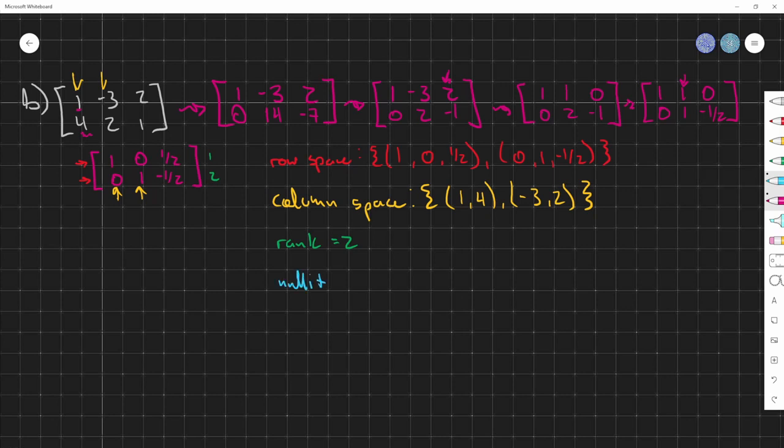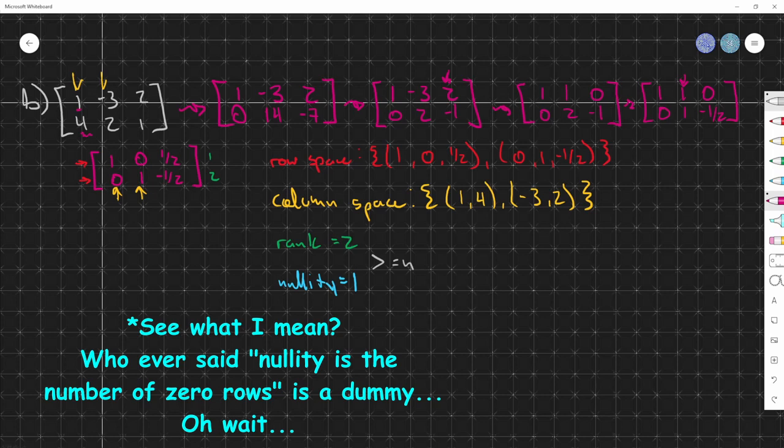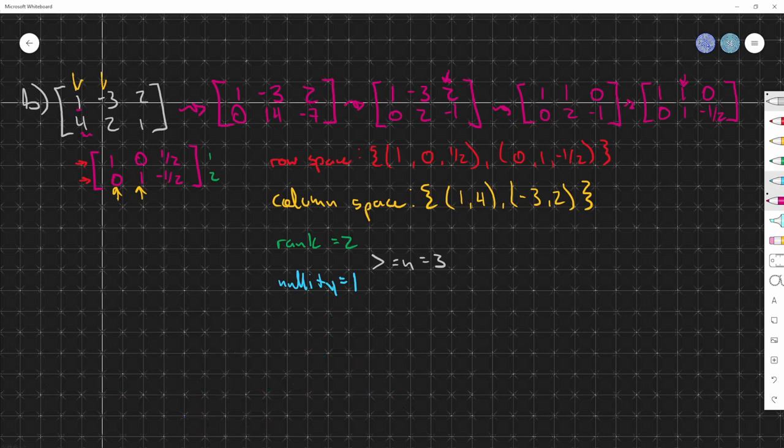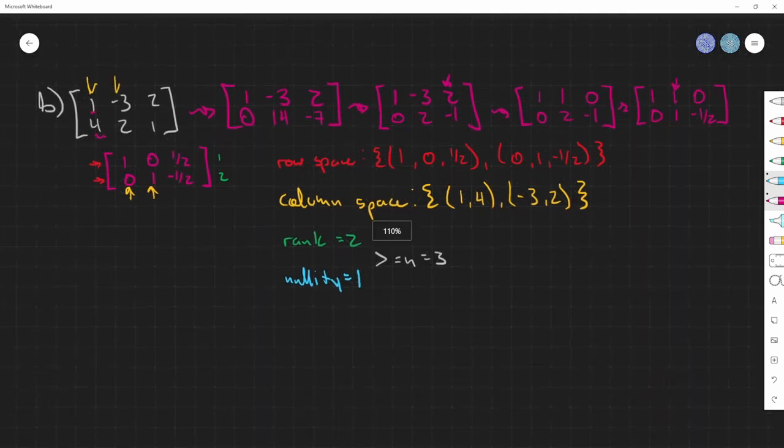Nullity. The nullity, well, it's going to be 1, since, like I mentioned before, the number of columns has to be equal to n, which is equal to 3. So the nullity will be 3 minus 2, which is 1. But another way you can see it is... oh my gosh, why is it turning like this? There we go.